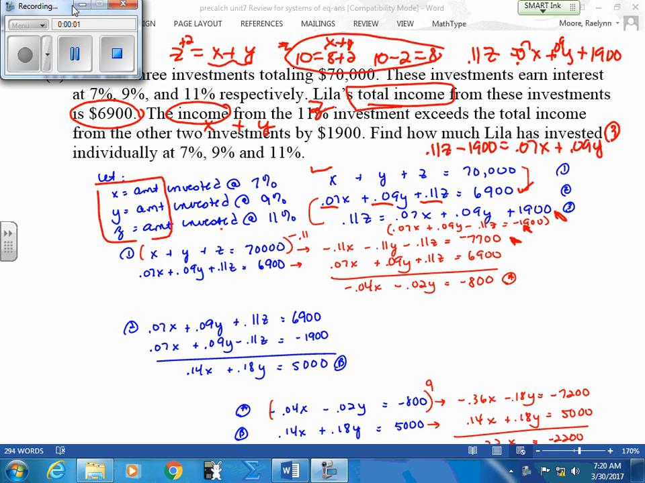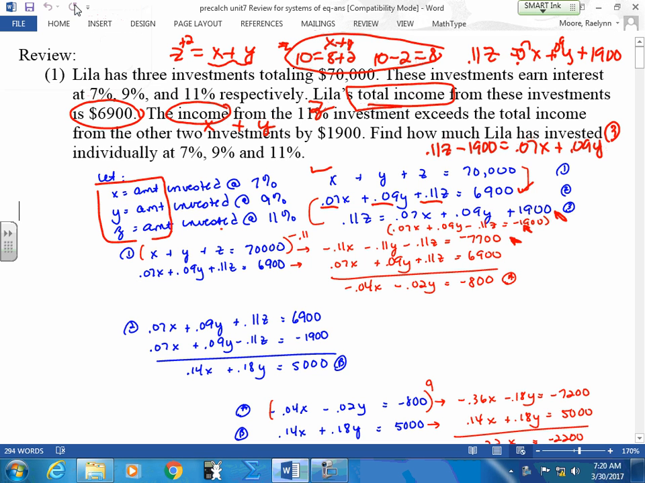You've got to come up with your equations. And that is often the hardest part. Yep. Is everybody okay with this?